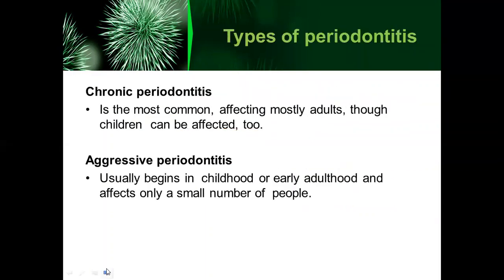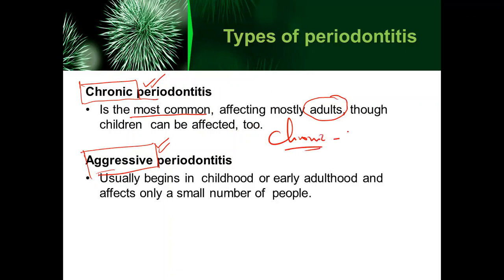Now, what do we have in terms of types? The main types of periodontitis are chronic periodontitis and aggressive periodontitis. These are very deep topics, and you could have an entire lecture on aggressive periodontitis. But anyway, chronic periodontitis is the most common and mostly affects adults, though children can also be affected.